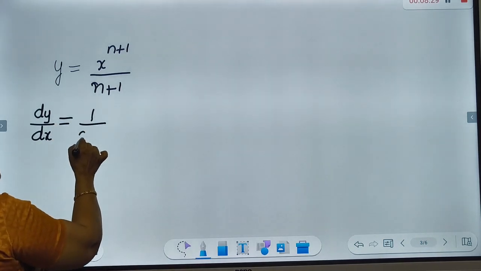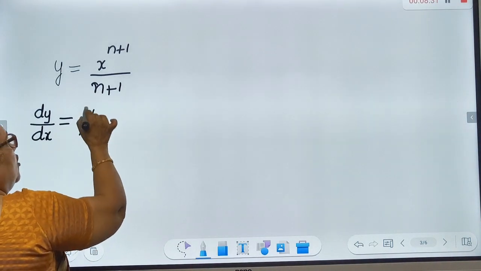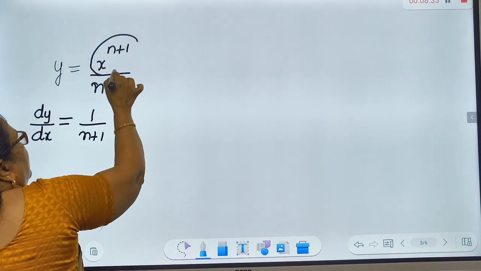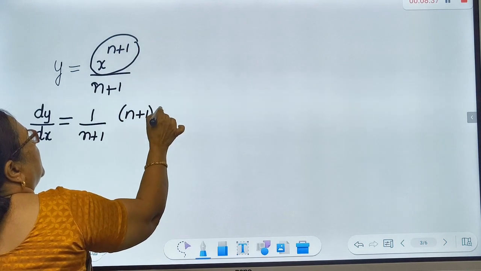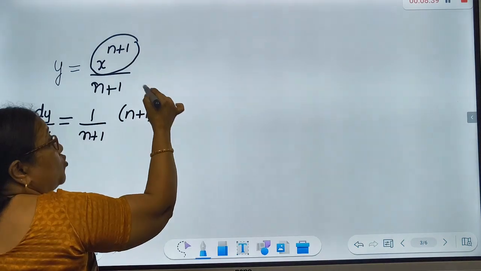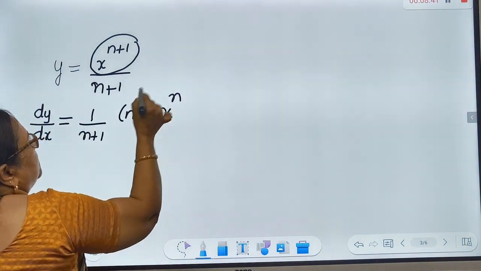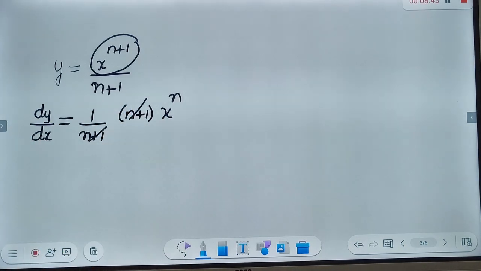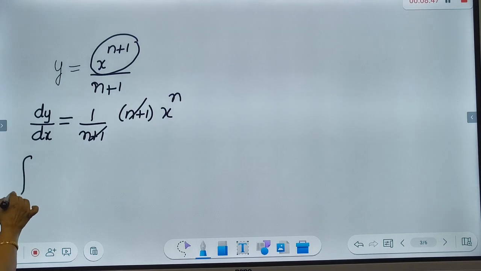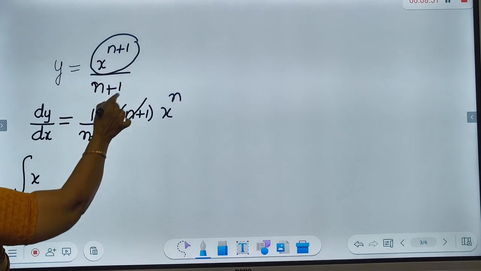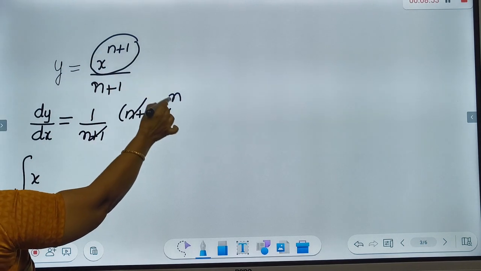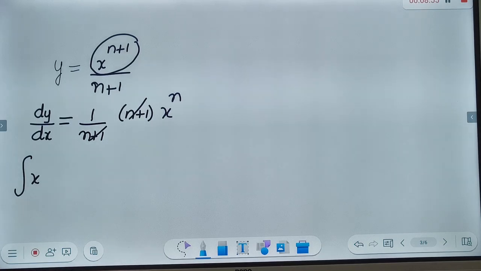When I differentiate, 1 by n plus 1 is a constant. When I differentiate x power n plus 1, I will get n plus 1 into x to the power n plus 1 minus 1, which is x power n. So dy by dx is x power n. So the derivative of y, where y is x power n plus 1 by n plus 1, is x power n.